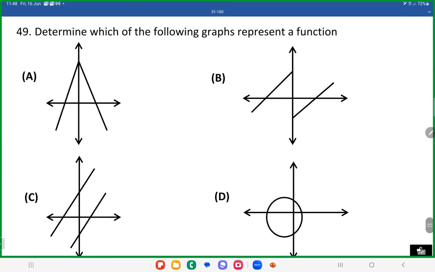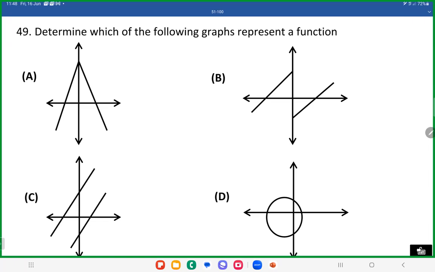Which of the following, this one, determine which of the following graphs represent a function. Which of the following graphs represent a function?